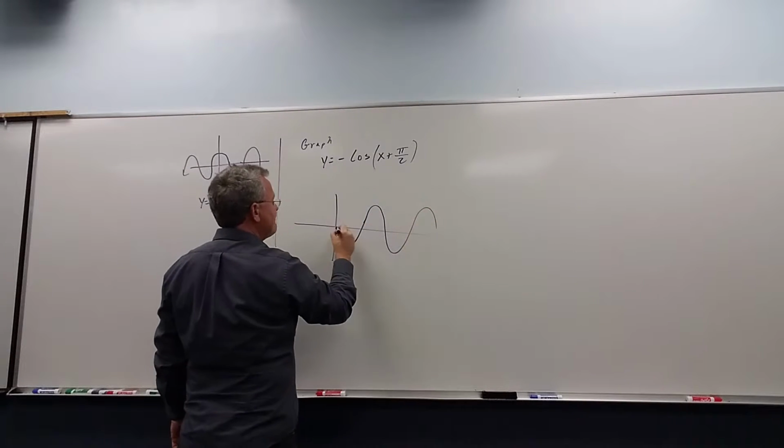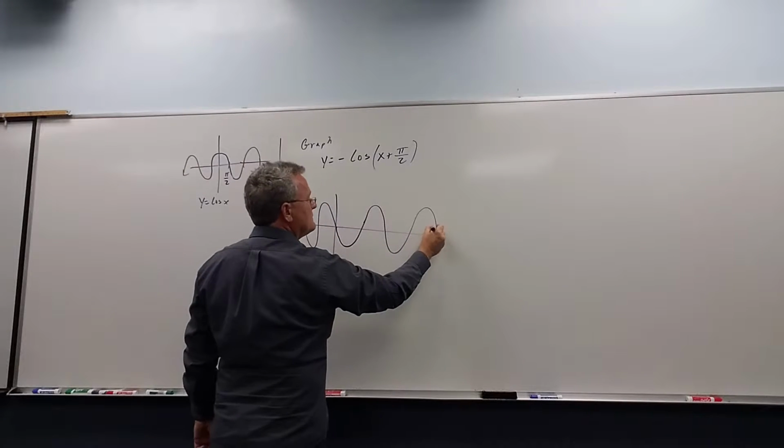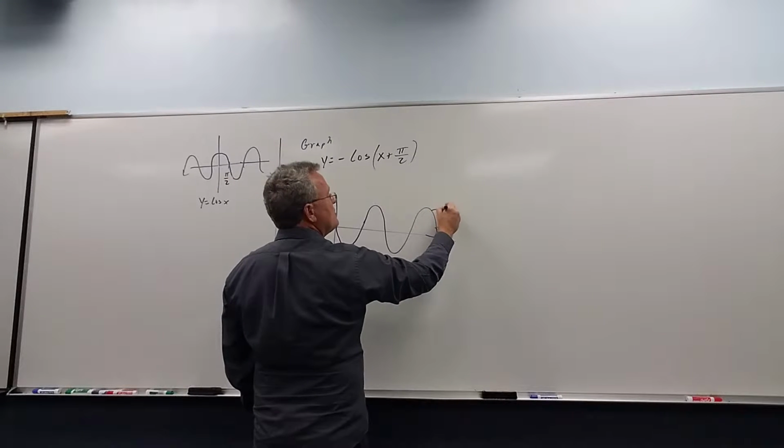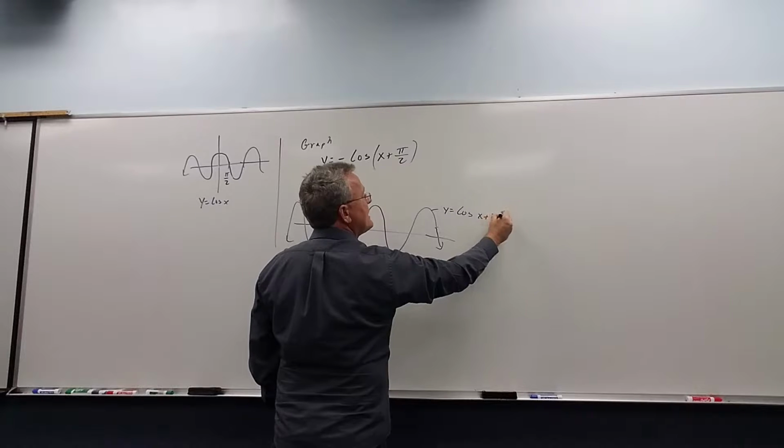This is the graph of y equals the cosine of x plus pi over 2.